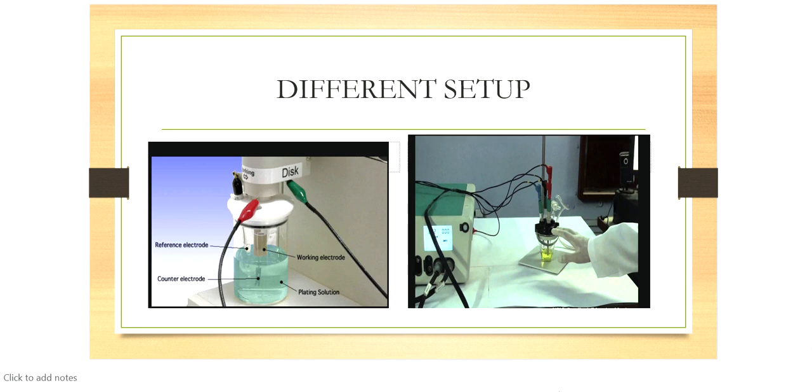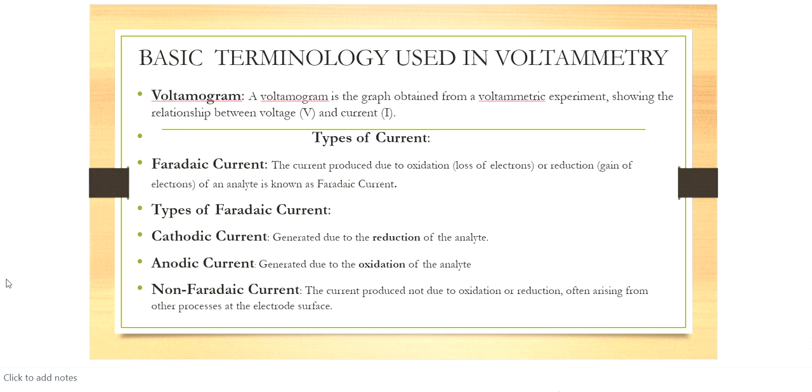Now I am covering some basic terminology which is used in voltammetry during the experimental setup. The voltammogram. A voltammogram is the graph obtained from a voltammetric experiment showing the relationship between voltage and current. This is the result we get from these experiments at the end. This is a graph between voltage and current. With the help of this, we will analyze the analytes' concentration, and we use both quantitative and qualitative analysis with the help of these graphs.